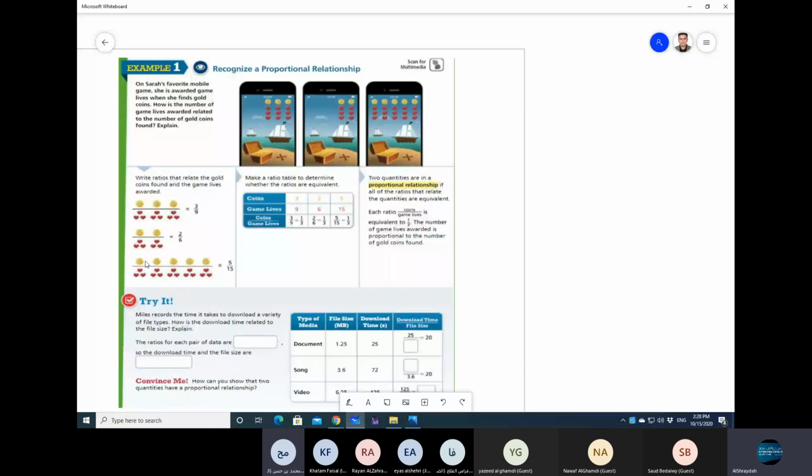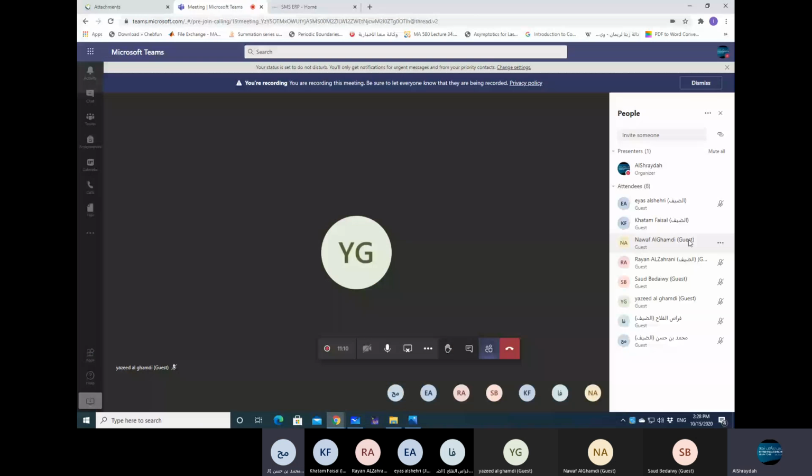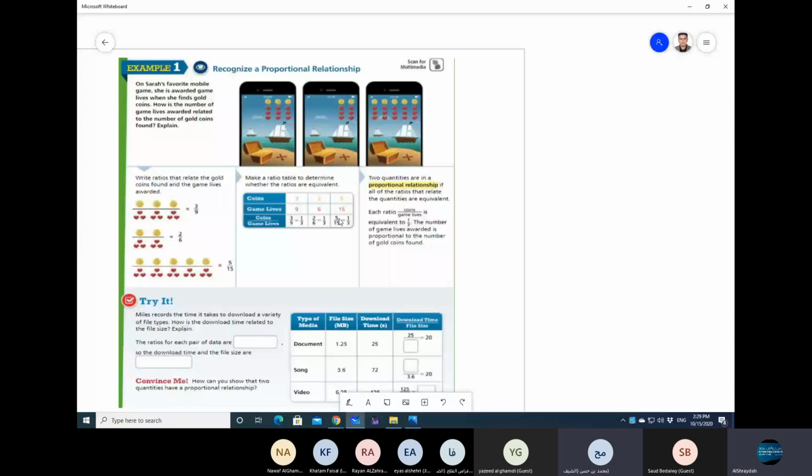If she found 5 gold coins, she is awarded 15 game lives.